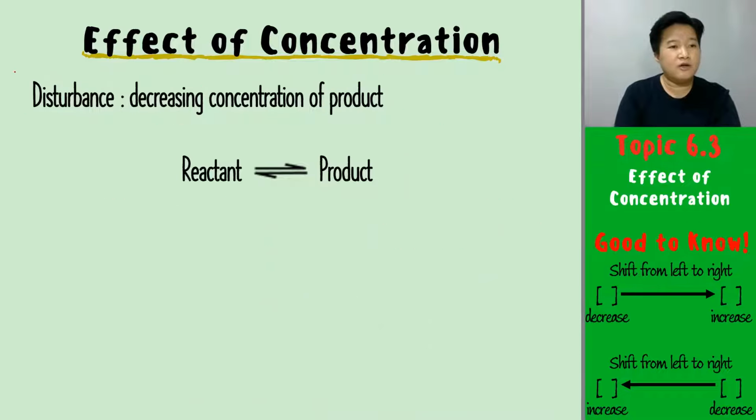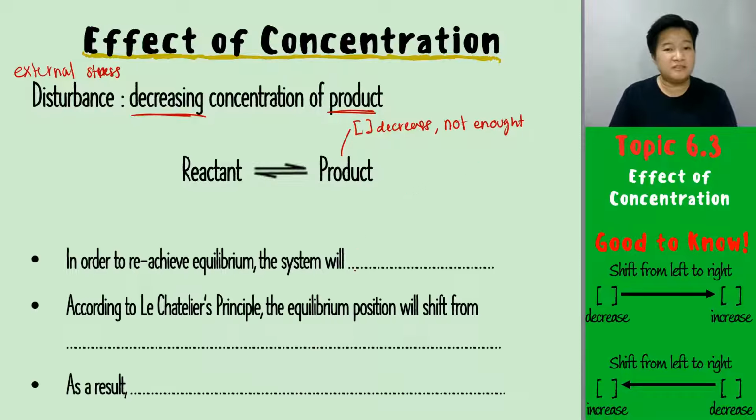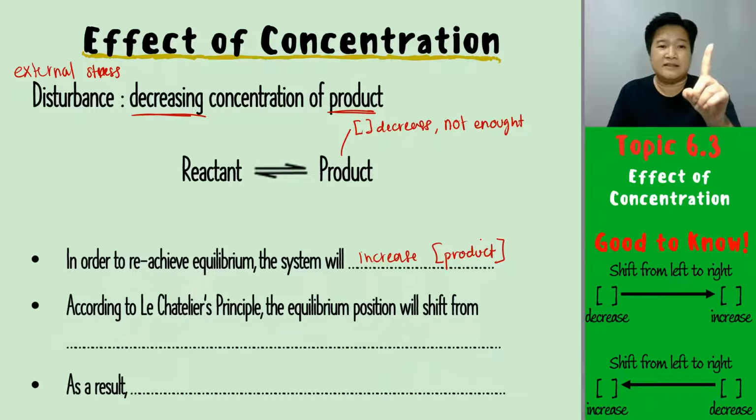Okay? And last but not least, your external stress or your disturbance over here is as simple as decreasing the concentration of your product. So your disturbance, your external stress, is the product concentration decrease. When the product concentration decreases, it means that the amount of your product is not enough. So when the amount of product is not enough, what will your system do? Simple. Your system will increase the concentration of your product. Okay? Always remember, the system will only do one thing. The system will always go against your disturbance.